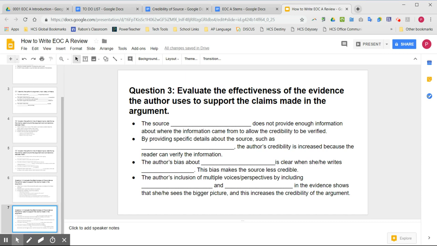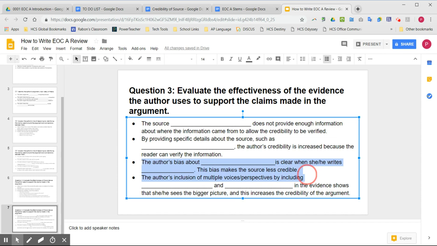Once again, we turn to our mythical Dr. Jones. All right. By providing specific details about the source, such as blank, the author's credibility is increased because the reader can verify the information. So I'm going to mention the source and say, we find out from the article that this person's an expert who's been studying this field for 15 years and has been working at so-and-so university. That increases credibility because it gives us more information to verify.